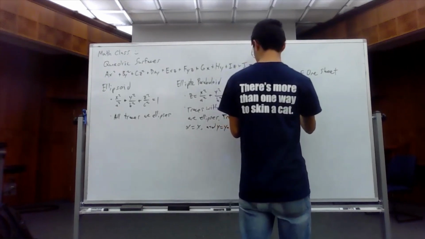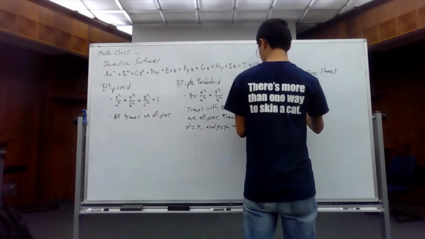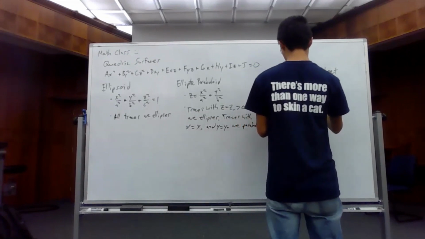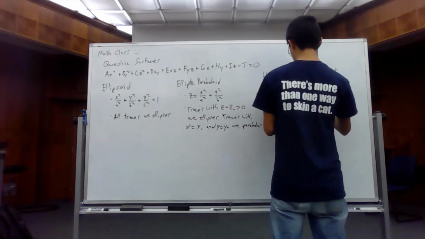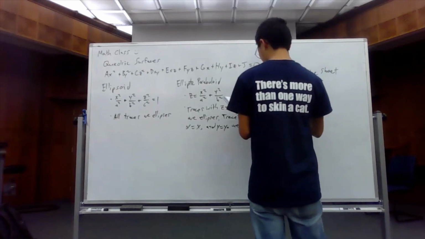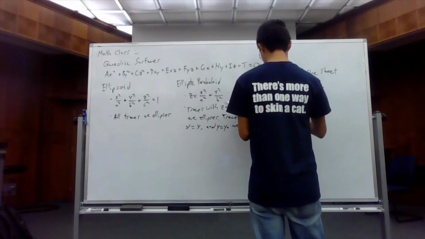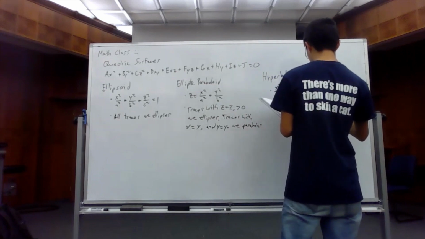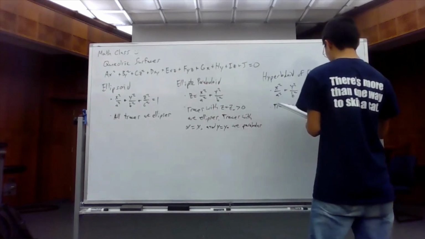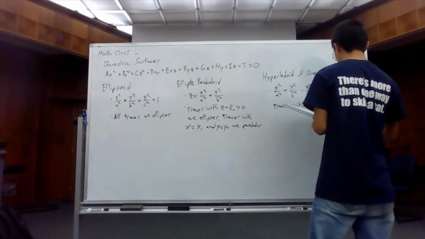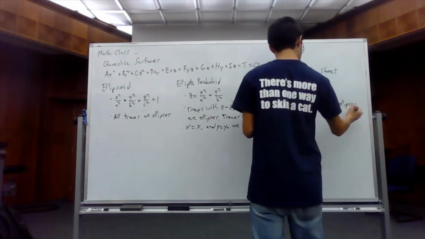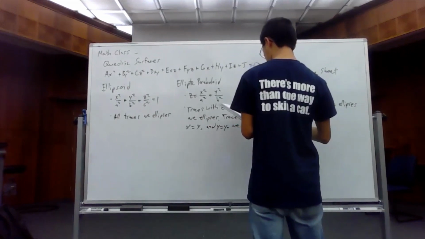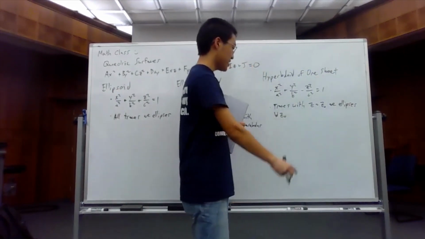This equation form is going to be x squared over a squared plus y squared over b squared minus z squared over c squared equals 1. And your trace information, so the traces with z being equal to z naught, they are ellipses. And that's actually going to be true for all z naught. So I don't know if you guys have seen this symbol before.